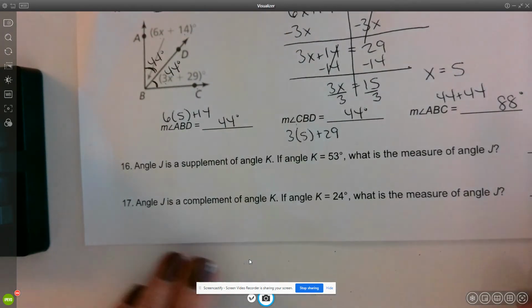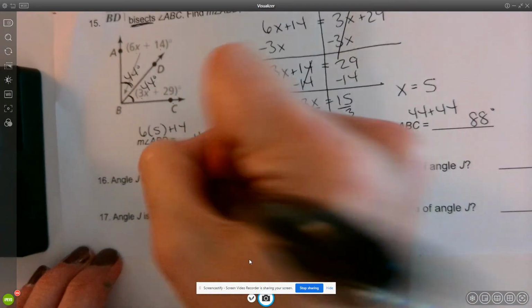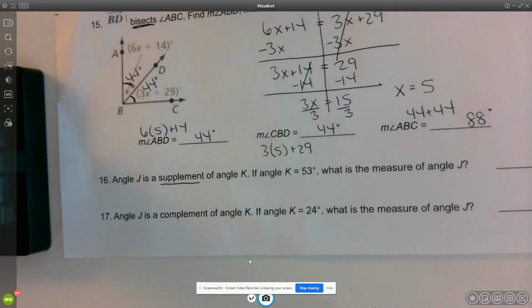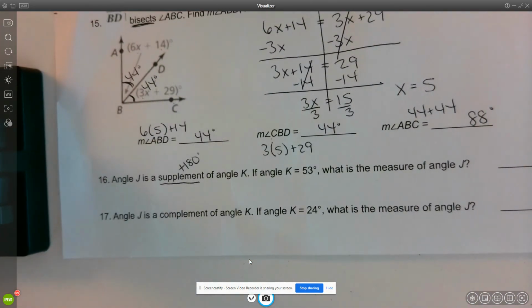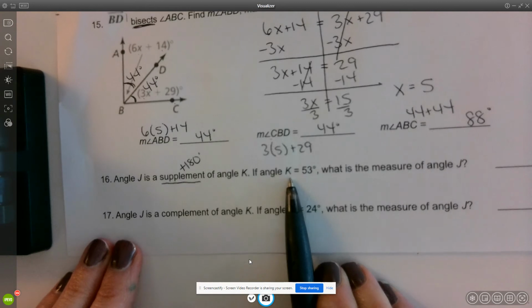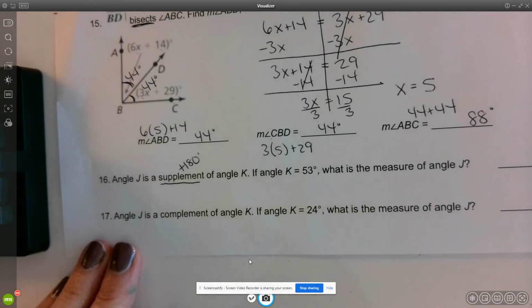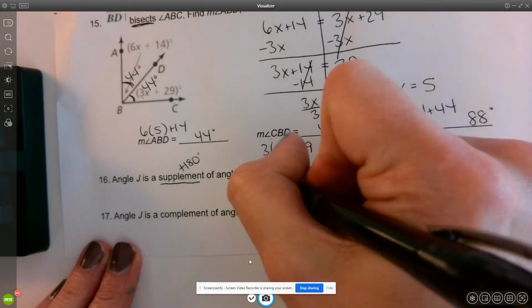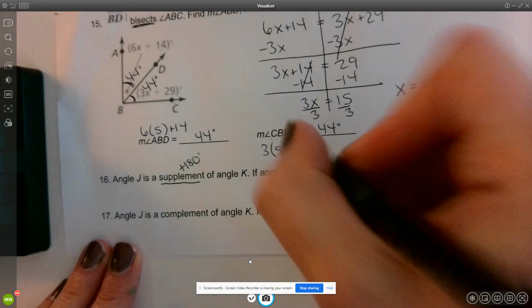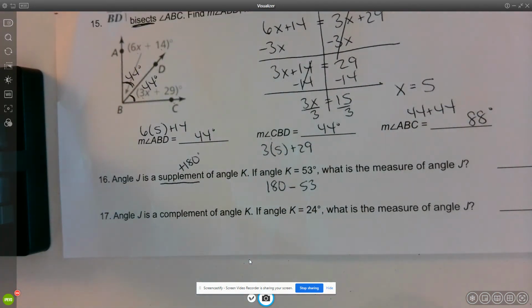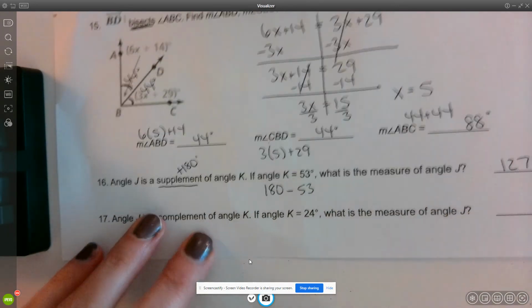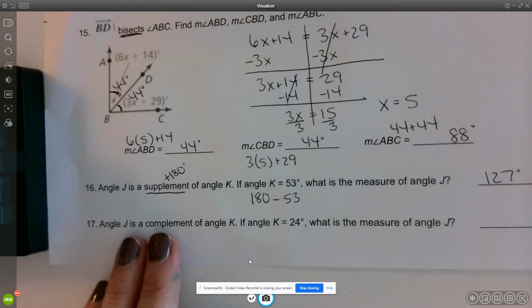Almost there. Angle J is a supplement of angle K. Remember, that means that angle J and angle K have to add to 180 degrees. If angle K is 53 degrees, what is the measure of angle J? Well, if I know what they add up to, I can take their total and subtract angle K from 180, which tells me that the measure of angle J has to be 127 degrees if they are supplementary.